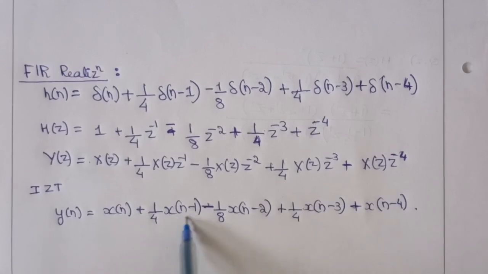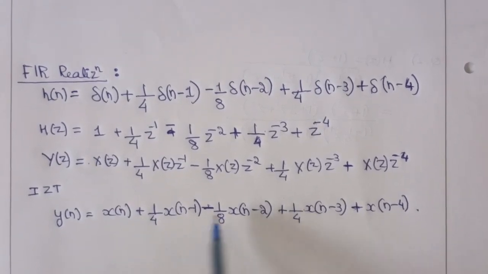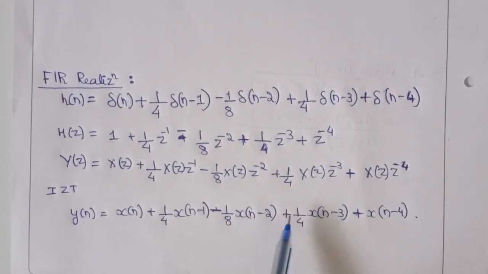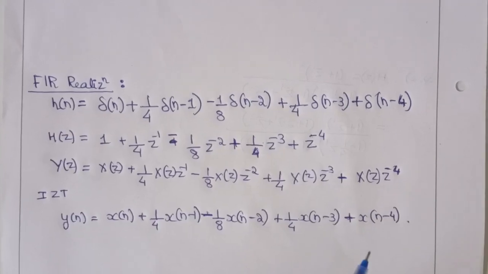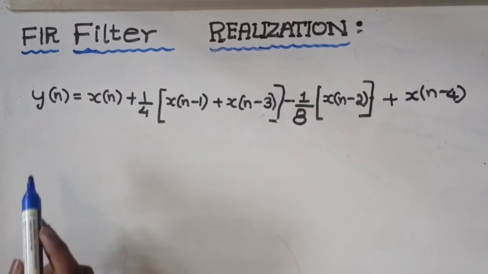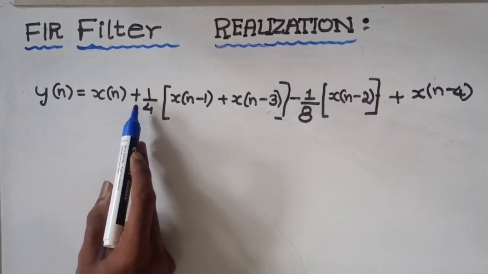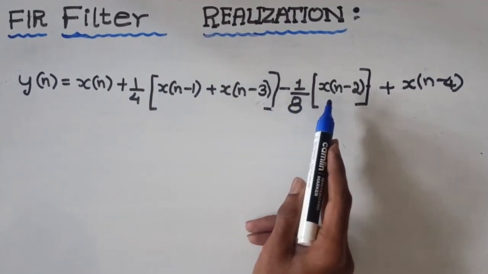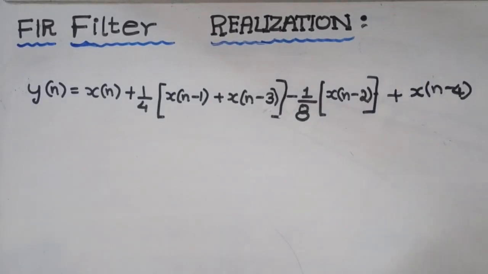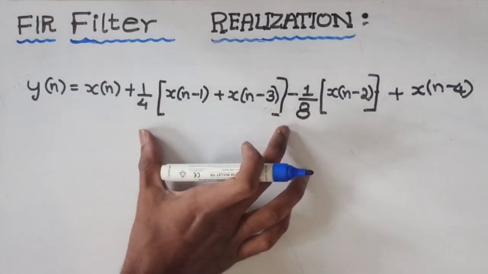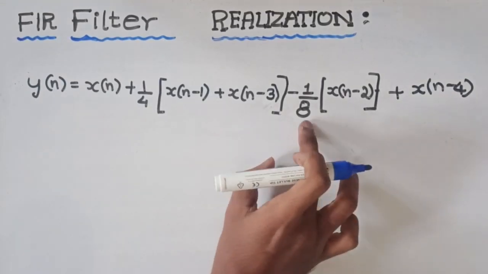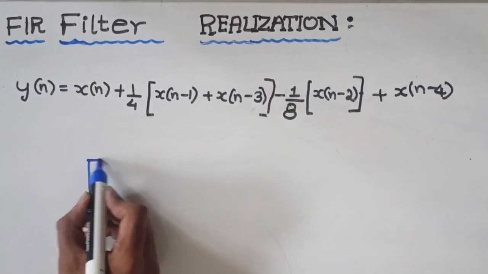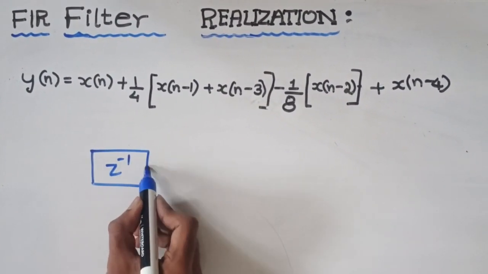We can see that x of n minus 1 and x of n minus 3 have common coefficients 1 by 4. By taking the coefficients 1 by 4 common, we get the updated transfer function, and for the transfer function the block diagram is drawn. We have the equation y of n is equal to x of n plus 1 by 4 x of n minus 1 plus x of n minus 3 minus 1 by 8 x of n minus 2 plus x of n minus 4. We can see that these two terms have common coefficient 1 by 4 and this has coefficient 1 by 8. The total delay elements are up till n minus 4. Let us draw the delay elements in series.